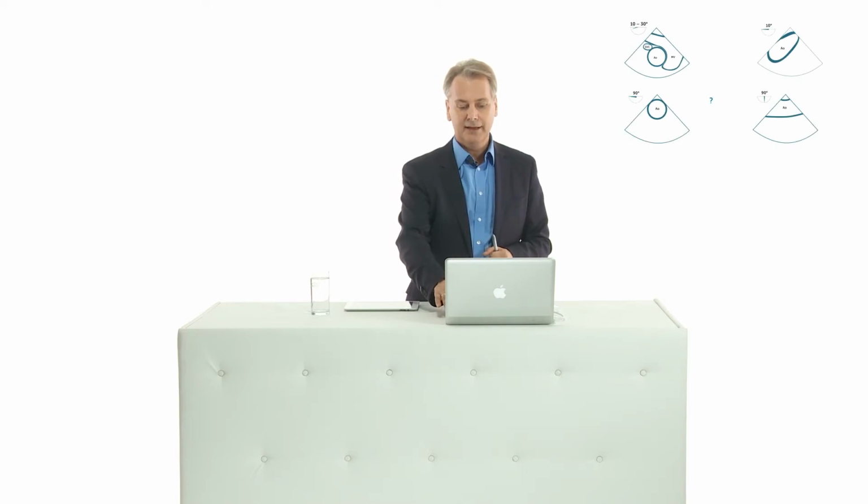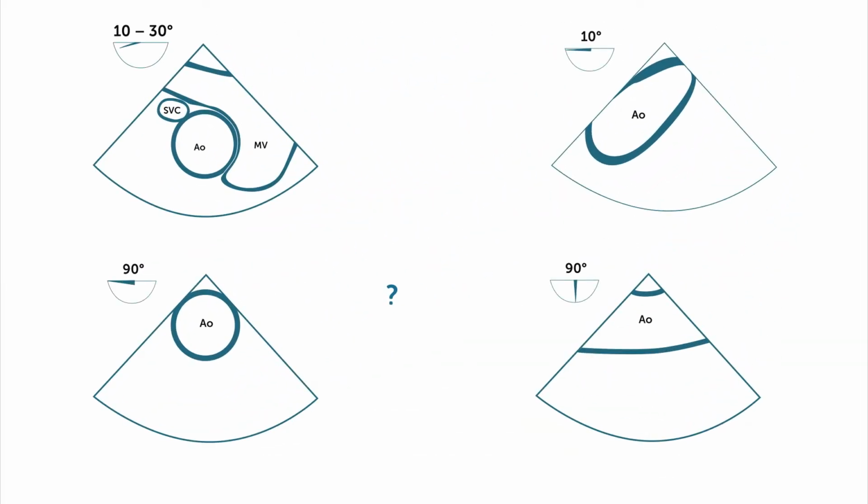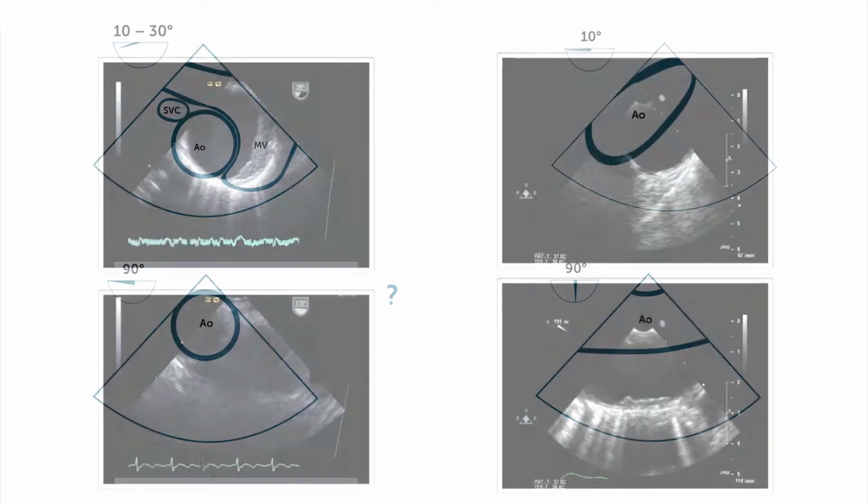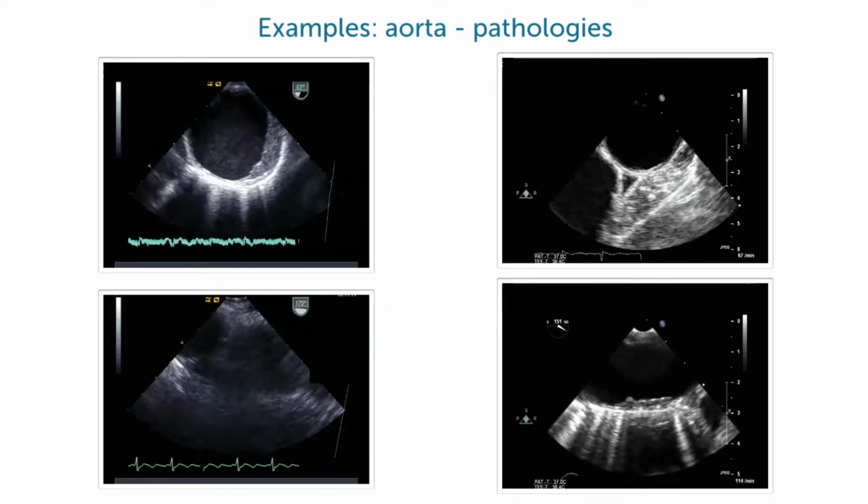So in summary, to study the aorta, you need several views. Here are the typical cut planes that I would use to assess the entire aorta, from the ascending part to the aortic arch to the descending thoracic aorta. Here are some examples of what you can find in the aorta.